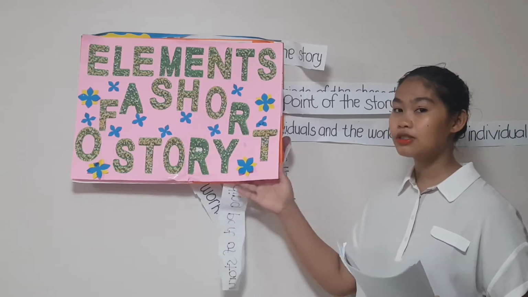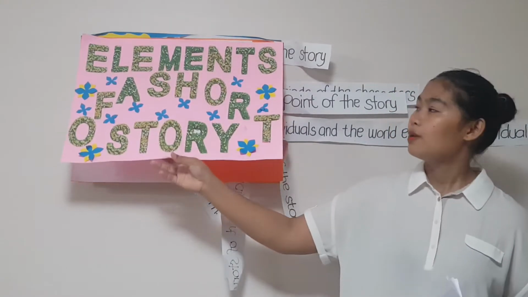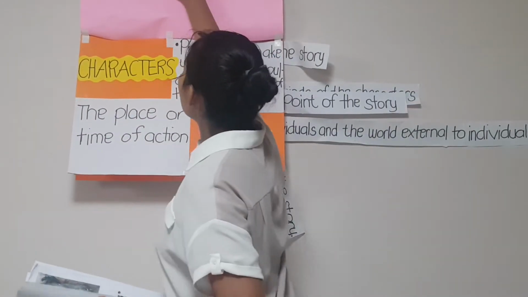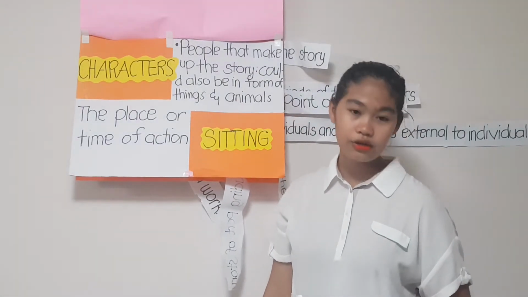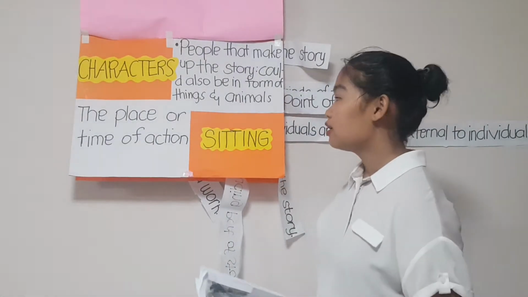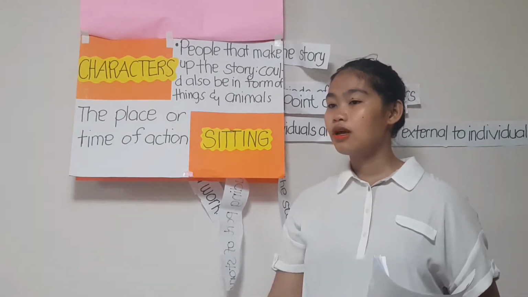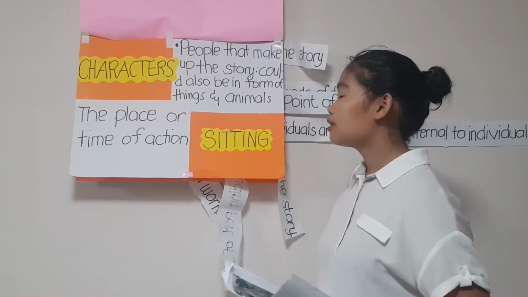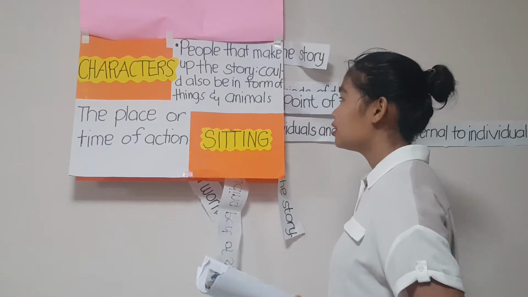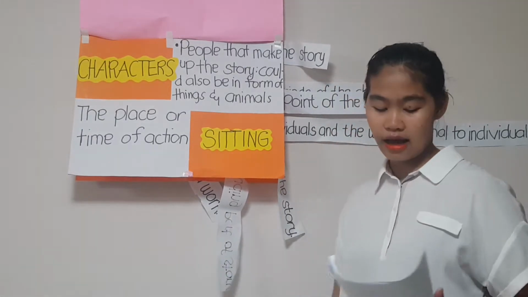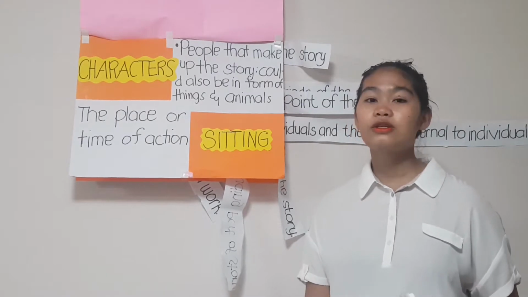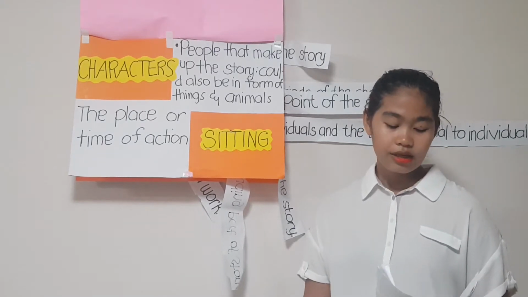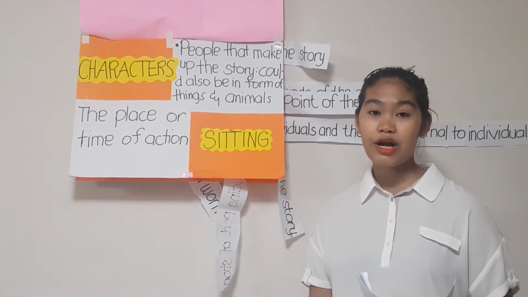And so for now, let's proceed to our formal discussion. We have the elements of a short story. We have the characters. Can someone read the characters? Okay, Joanna. Very good. So the characters are the people that make up the story. They could also be things and animals. The characters are persons or sometimes even animals that take part in an action in a short story or any literary work.